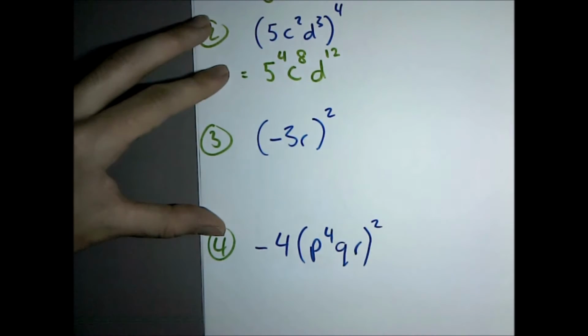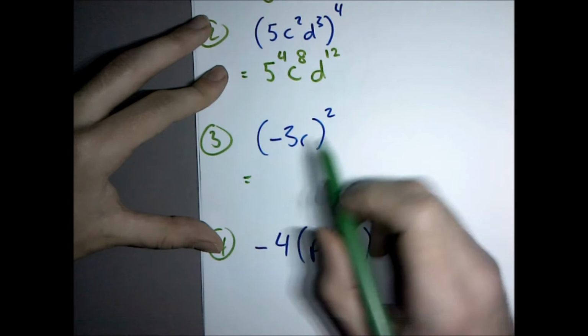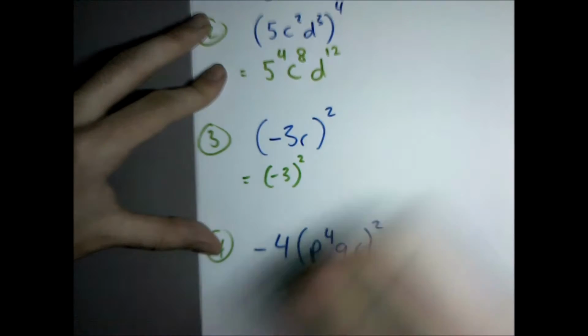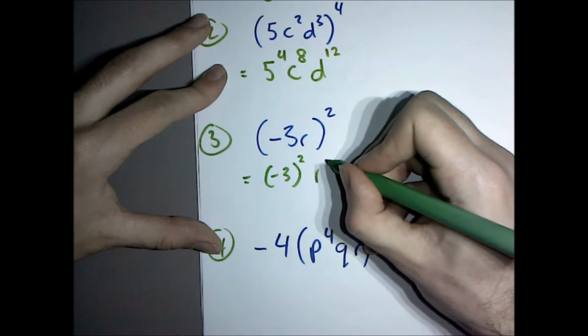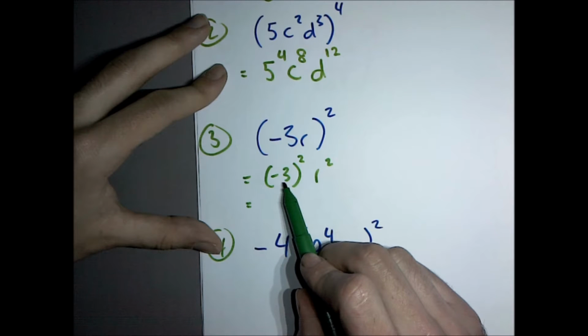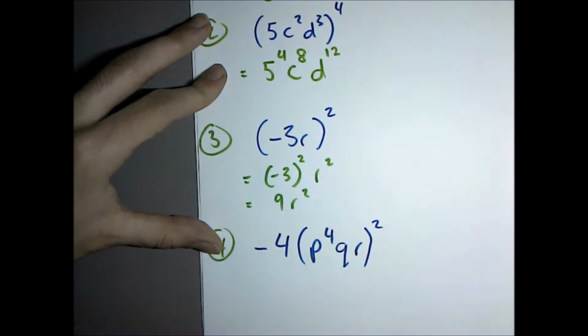For the next one, sometimes you're going to have negatives as well. So in this case, it's going to be negative 3, and I'm going to put it in brackets because the negative is squared as well, multiplied by r squared. And if you'd like to, negative 3 multiplied by negative 3. So negative 3 squared is 9, so you're left with 9 r squared.